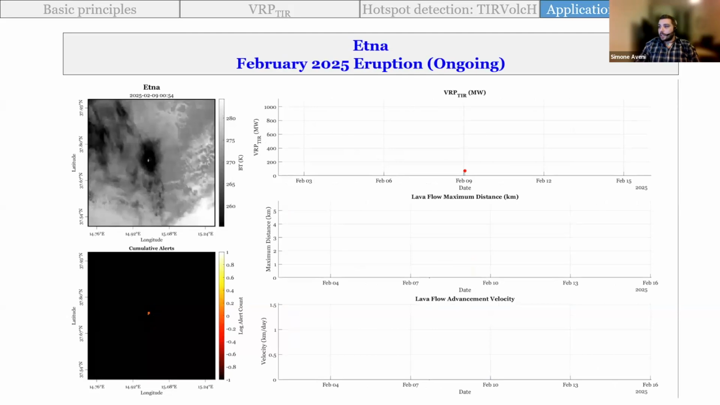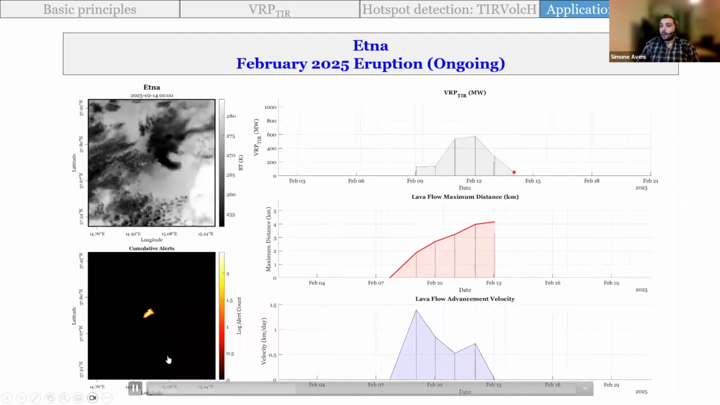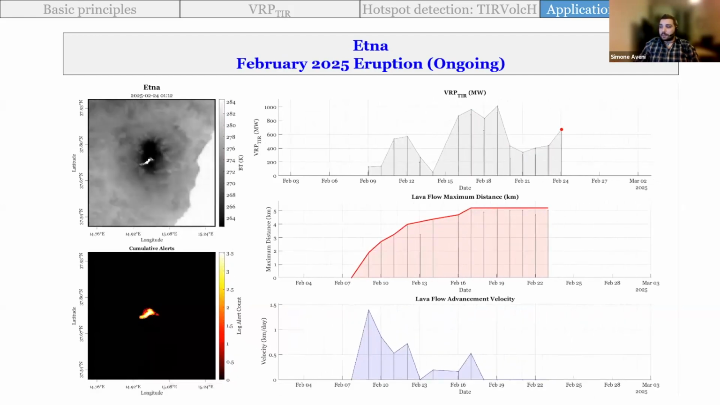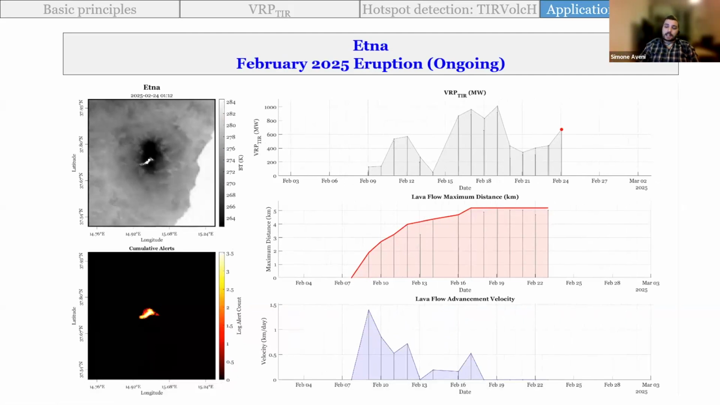And just this one that I made a few hours ago, about the ongoing Etna eruption that started on February 8th and is still ongoing at the time of speaking. You can see here how we get the advancement of the lava flow with its maximum distance, the velocity, and an idea of where the lava flow is located and its maximum distance from the summit.